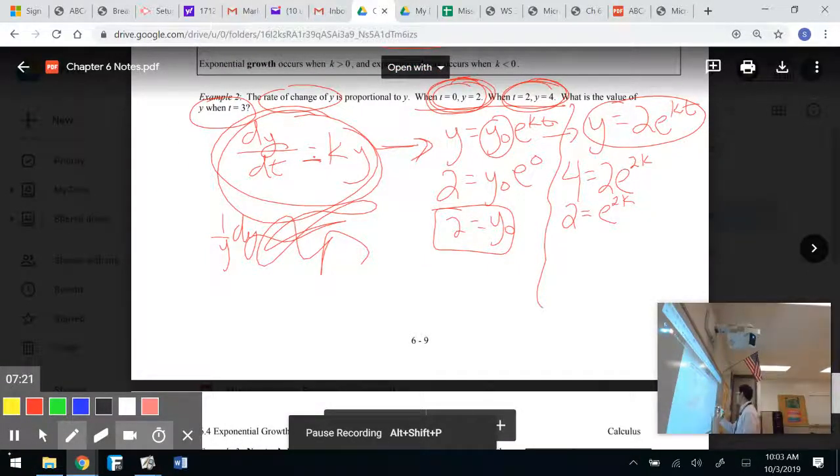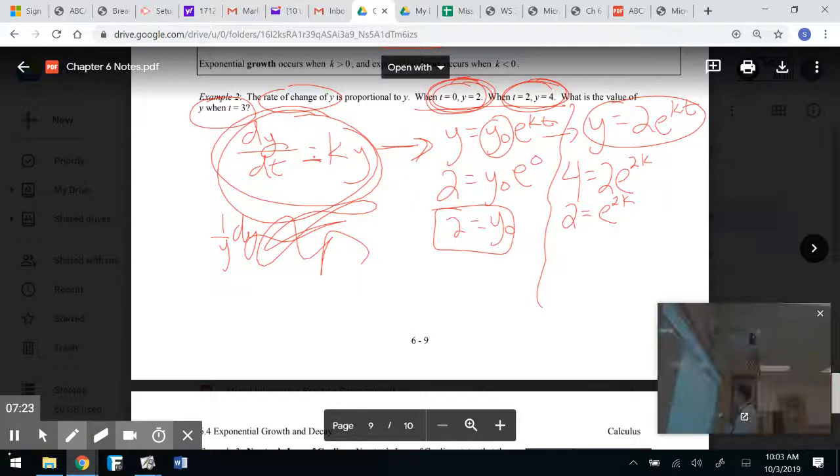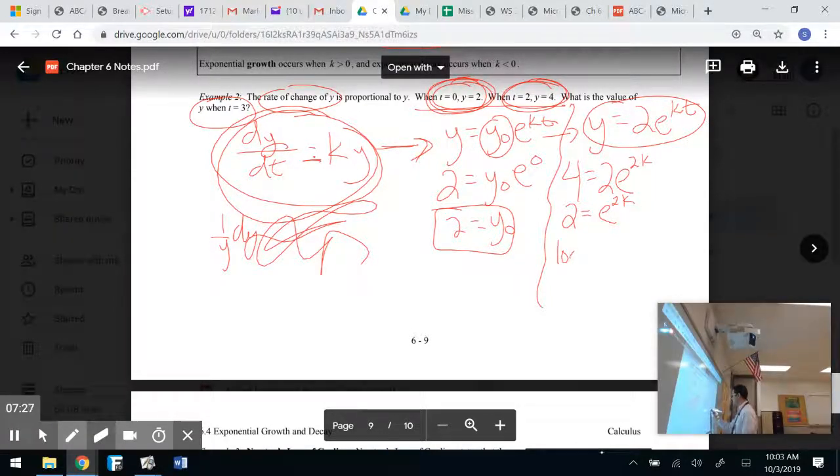And if I solve for k here, let's see, what would we do? We change it to a log, right? Let's change it to a log, and that would be log base e of 2 equals 2k. If you didn't know that, you better brush up on your log skills. That means k is equal to the natural log of 2 over 2.